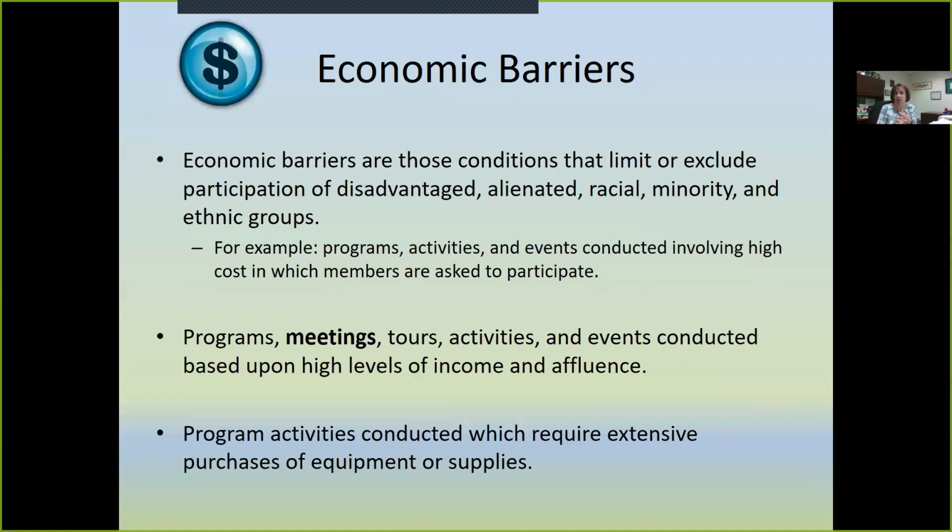We know that camp is going to cost. It's probably coming down the pike that we're going to have to start charging a statewide 4-H participation fee. Granted, we are going to work on that economic barrier, and we will have policies in place before that is ever adopted, so that if we have somebody that cannot afford it, we will work with them. We're not going to stop anybody from participating just because they can't afford it. Programs, meetings, tours, activities, or events that are conducted based on high levels of income or affluence.